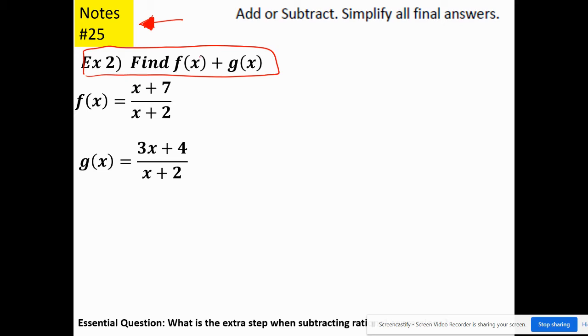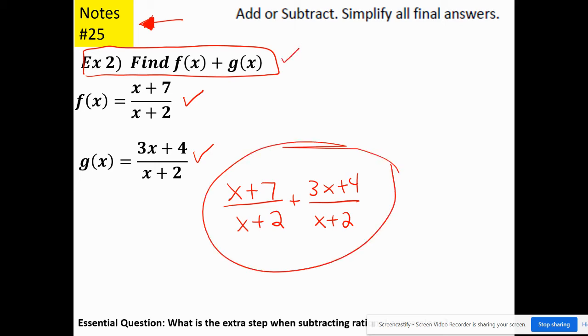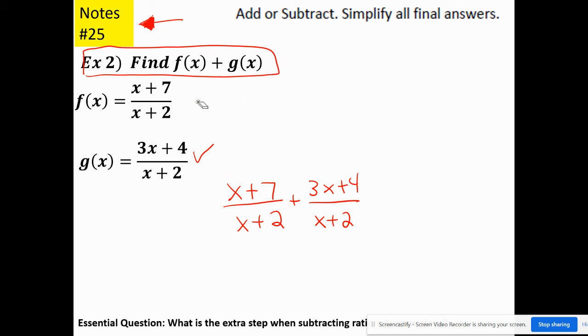Okay, so let's do this one. So let's write f of x first. x plus 7, you're writing with me, over x plus 2. Then a plus sign. Then the g of x. 3x plus 4 over x plus 2. So you should have written everything that I have here in the box and in red. So if you're new to my classroom, that's what you should have written down.